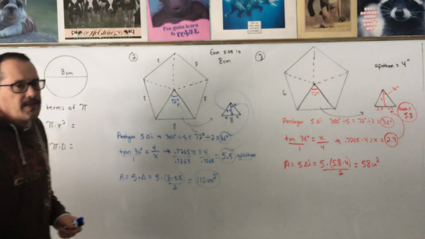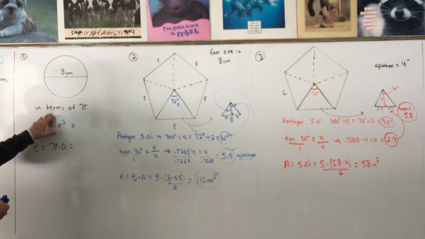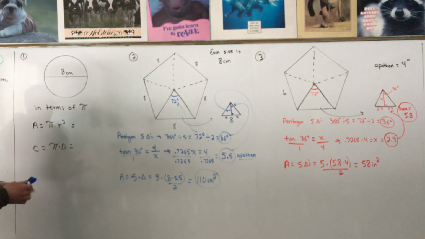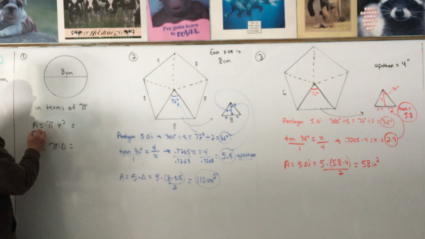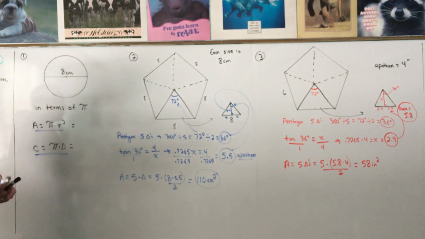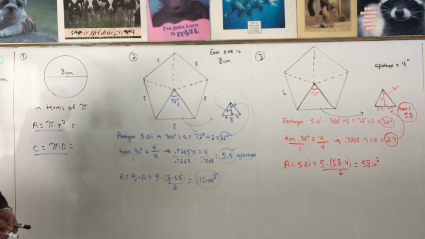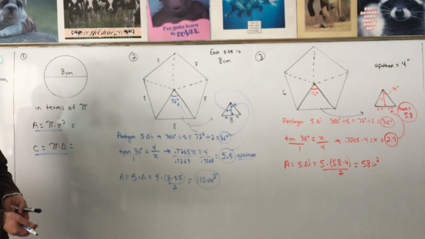I want to review some things with you that maybe you had a little bit of trouble with on the quiz. So the first thing I want to look at is circles. Sometimes in that book I noticed they said in terms of pi. Well, you need to have these two memorized: A equals pi r squared and C equals pi times d. If they don't want it in terms of pi, then use 3.14. But if they do want it in terms of pi, that means pi is in your answer.